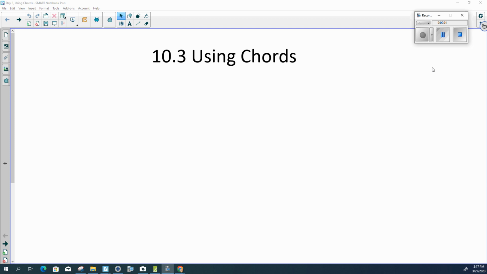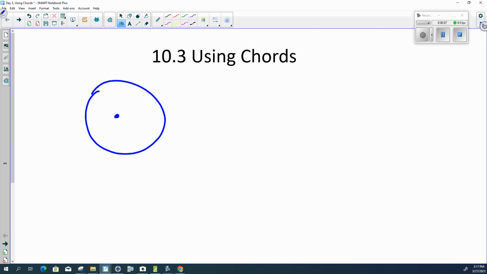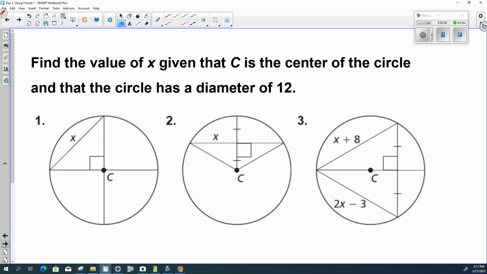The lesson today, we're going to talk about how to use chords. As a review, when you've got a circle, a chord is a line segment that has endpoints on the circle. So this is one example. And there's a very special chord called the diameter, and it also is a line segment with its endpoints on the circle, but it has the additional restraint of going through the center of the circle.